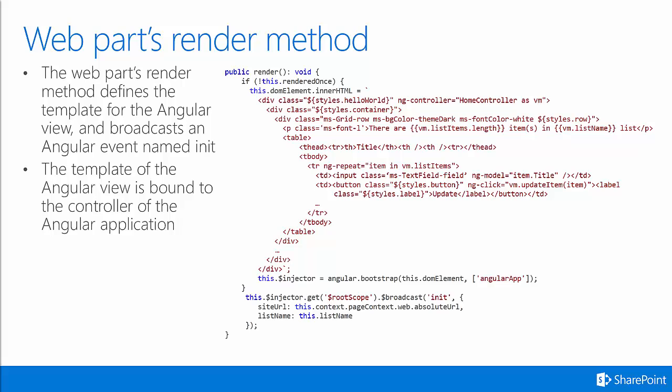This is the web part's render method, or at least a subset of it. You can see some ... in the HTML code there where I trimmed out the larger part of the sample to make this more legible. But in the web part's render method, you'll define the template for the Angular view and you'll broadcast an Angular event named init. The template of the Angular view is then bound to the controller of the Angular application.